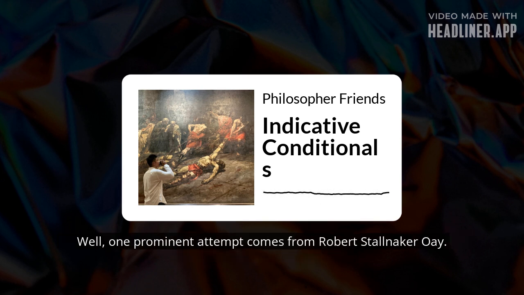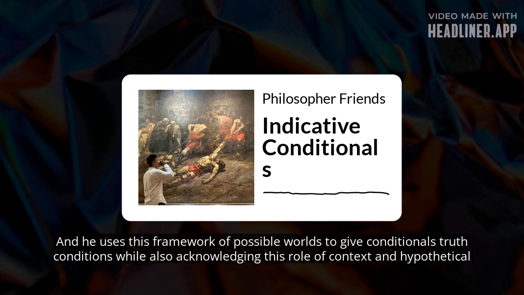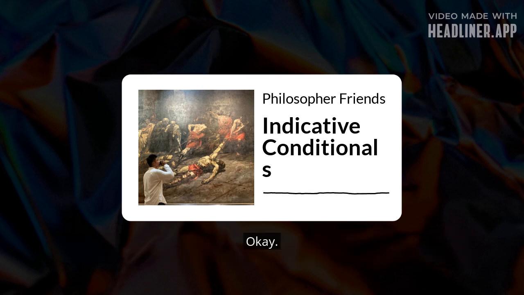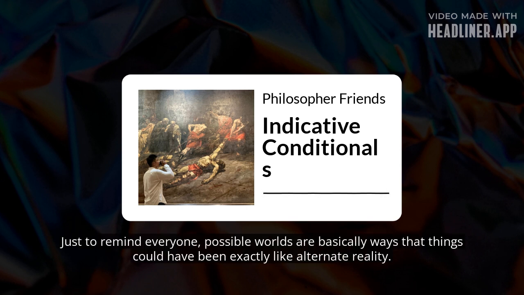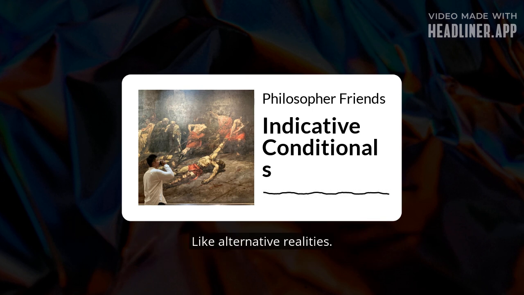Well, one prominent attempt comes from Robert Stalnaker, and he uses this framework of possible worlds to give conditionals truth conditions, while also acknowledging this role of context and hypothetical thinking. Possible worlds. Now we're getting a little bit out there. It's a bit of a mind bender. Just to remind everyone, possible worlds are basically ways that things could have been, like alternative realities.